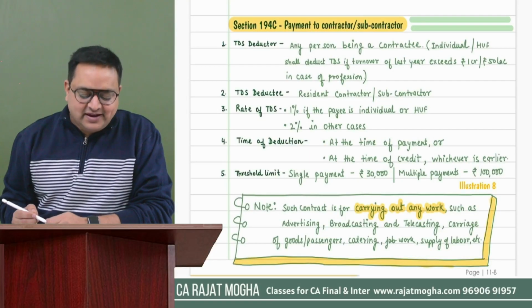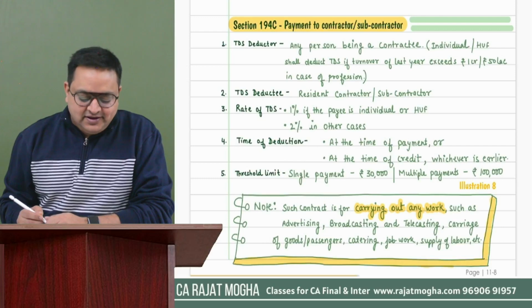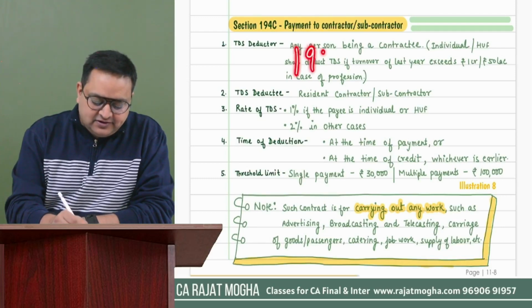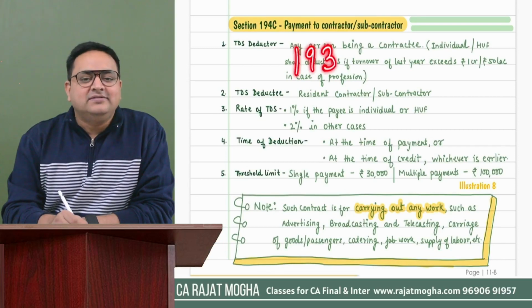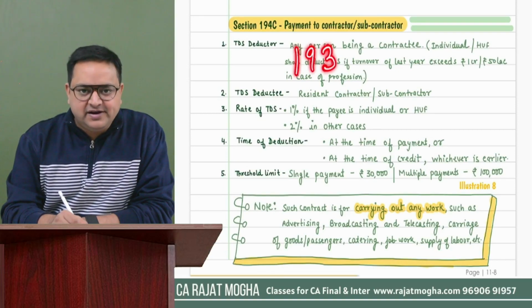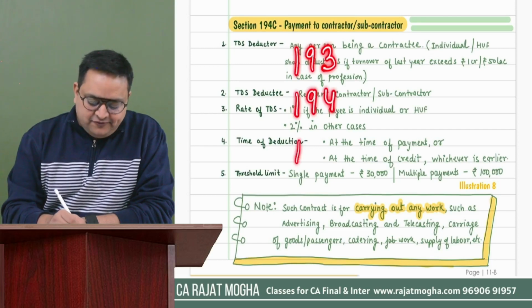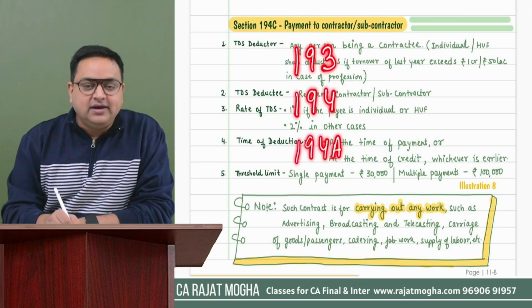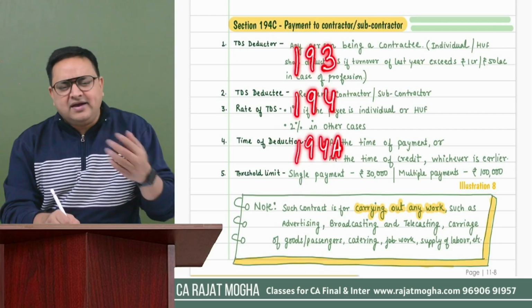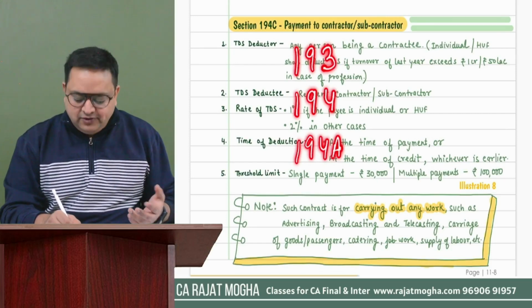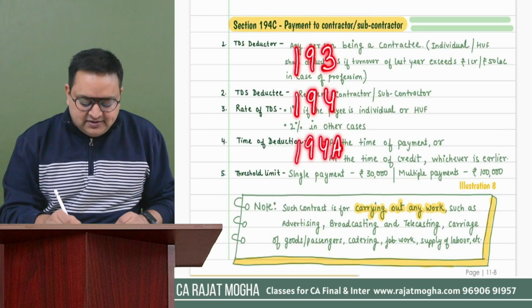So let's start with the second part for TDS revision. In the first part, we have discussed some sections of TDS. We discussed section 193, interest on securities, 10% rate of TDS. 194 dividend. 194A interest other than securities, like bank interest or FD interest and all.